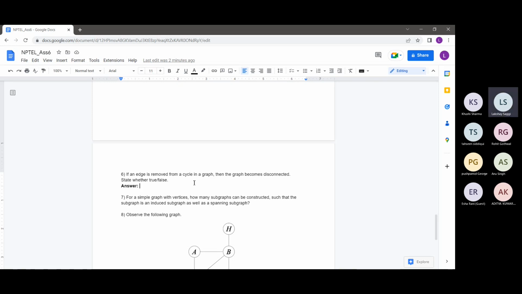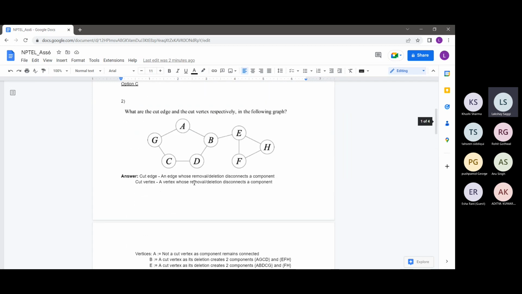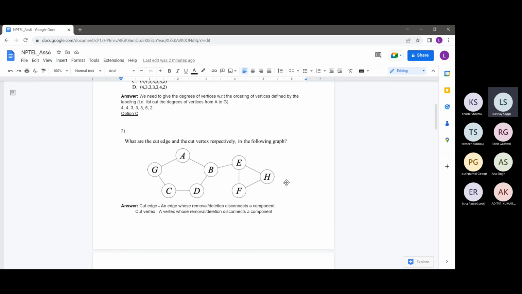So the graph won't become disconnected. Just to illustrate my point, I'll come to one of the previous diagrams again. Just forget this EFH part. Just focus on this ABDCG part. Suppose this was the cycle given to us in this graph. And suppose I remove this edge B comma D. Still every pair of vertices will remain connected here.